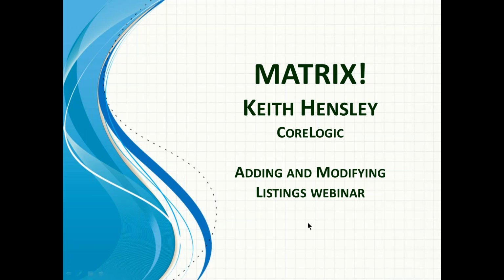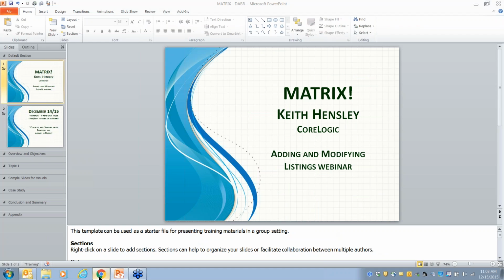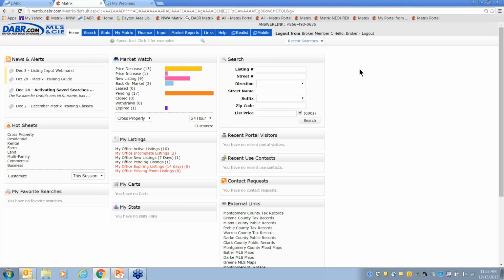So with that said, let me get out of this and log into Matrix here. I am actually logged in as a broker, at the broker level, but everything should look very, very similar to you no matter what access level you've got to add a listing. So keep that in mind. I will point out the differences when I get to them.